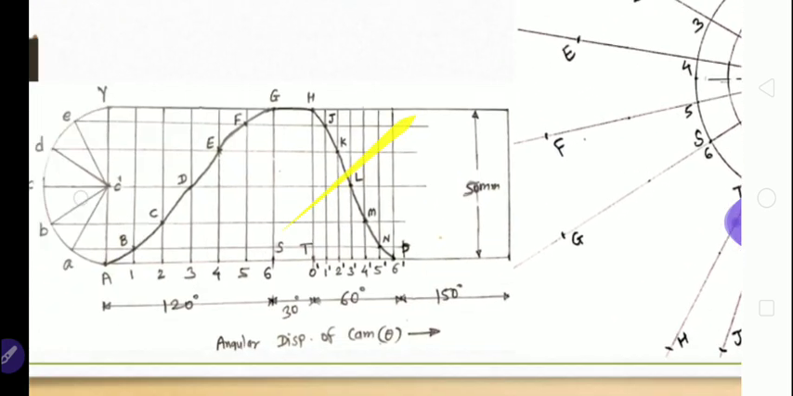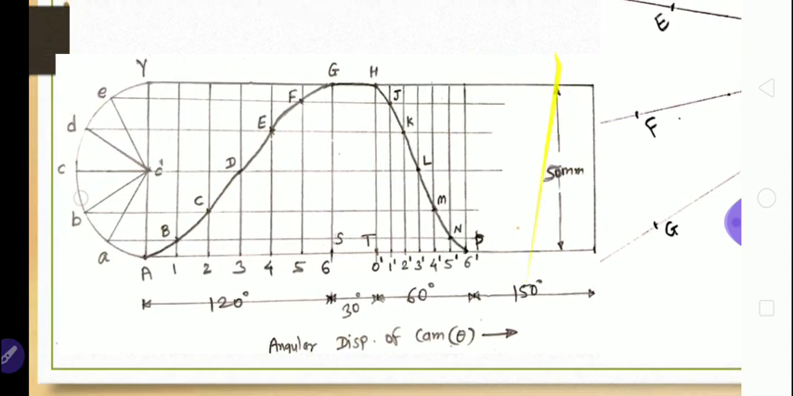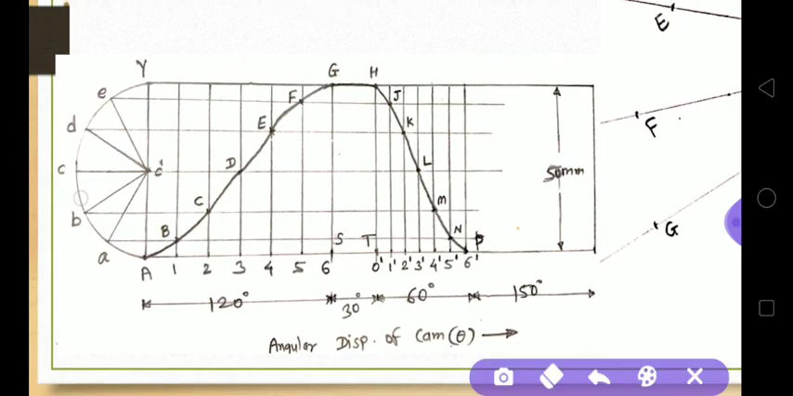So in the displacement diagram, you know that this distance from 1 to B represents the displacement of the follower during the angular displacement of the cam. Sorry, this B to 1 distance represents the displacement of the follower during the angular displacement of the cam, that is 20 degree, because each one division here represents the 20 degree cam rotation. Therefore from A to 1, that is 20 degree cam rotation, this is the displacement of the follower, that is B to 1.